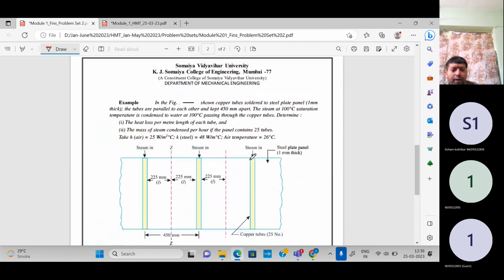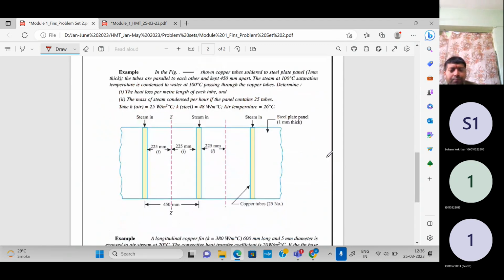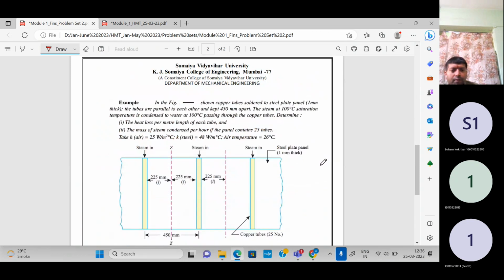So let's go to the next problem, the 11th one. Figure, the copper tube soldered to the plate panel. Okay, this is a steel plate panel, and in the steel plate panel, the copper tubes are soldered. So these copper tubes are soldered to the steel plate panel 1 mm thick.